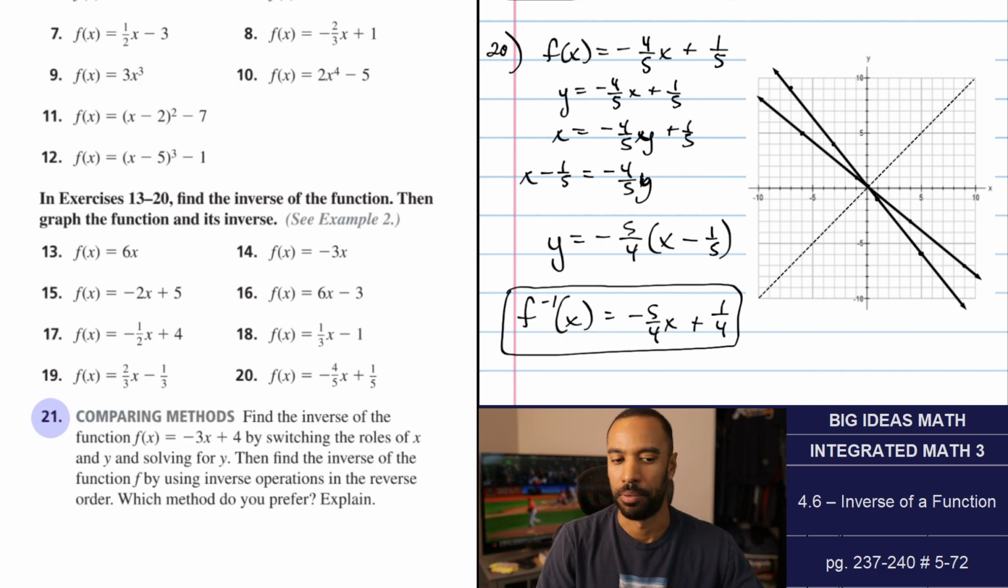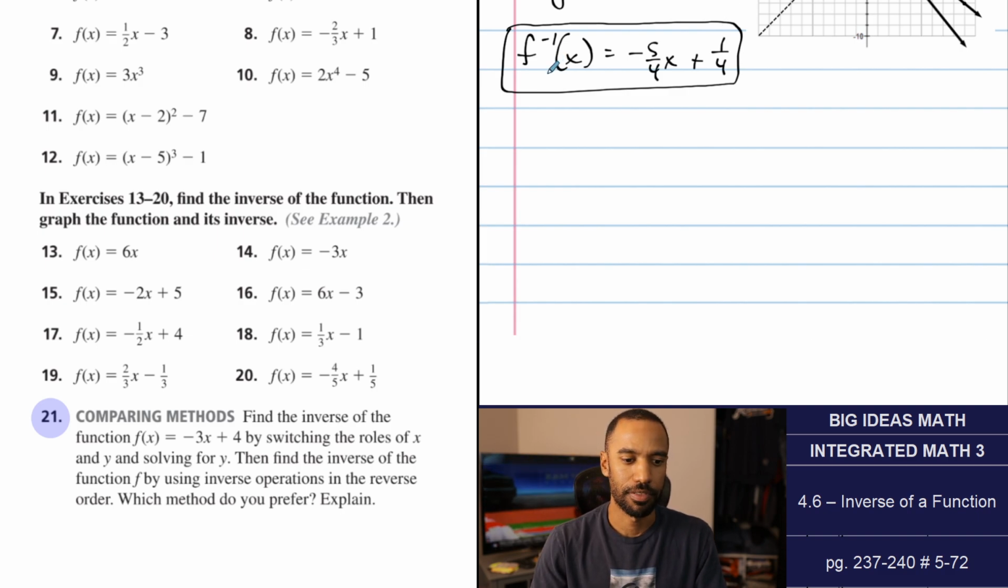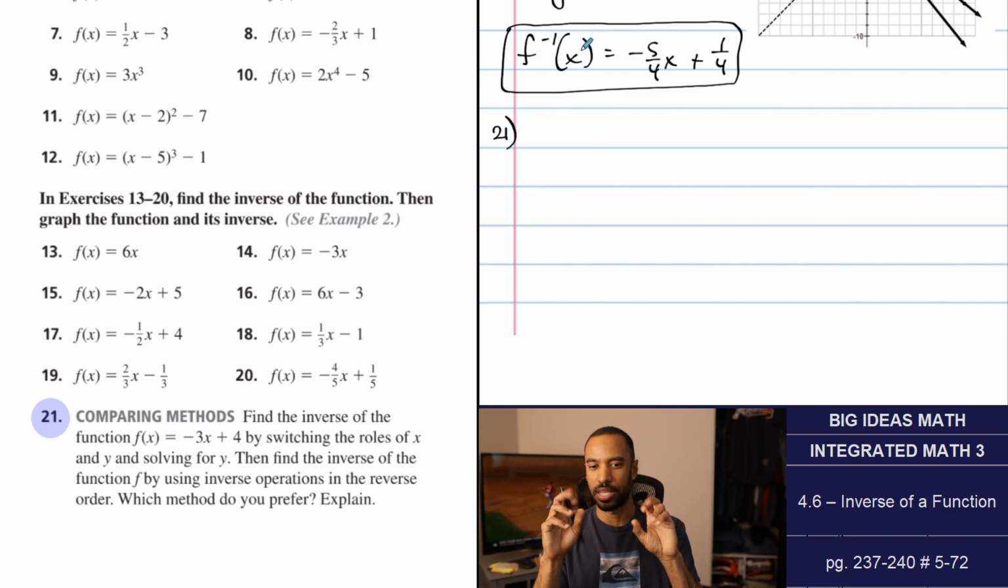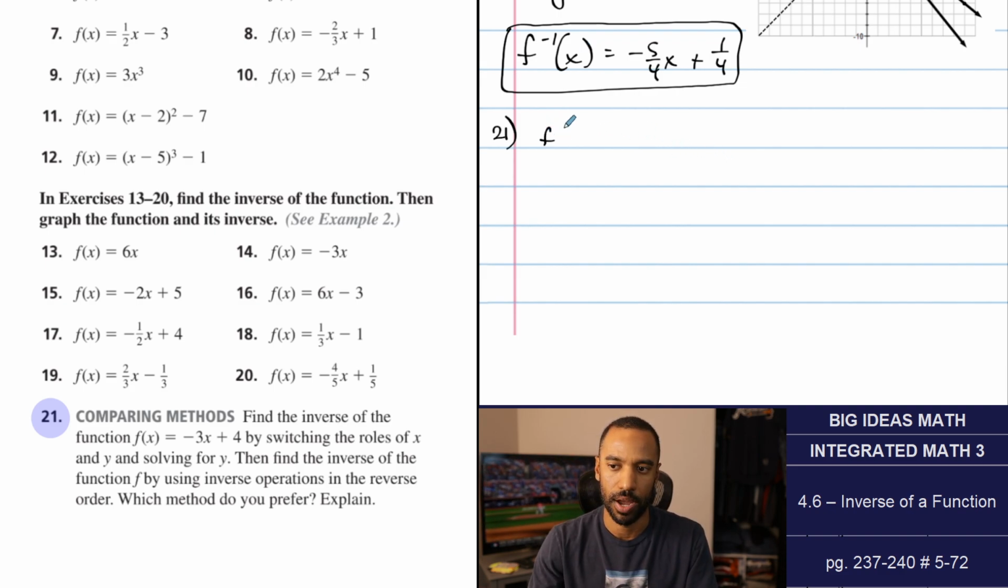Okay, number 21. Find the inverse of the function here by switching the roles of x and y and solving for y. Then find the inverse by using inverse operations in the reverse order. Which method do you prefer? Explain. I've always been using just one method, and it was the algebra one. It was the first one they're saying, switching x and y and then solving for y. So -3x plus 4. So method number 1 will be what we've been doing.